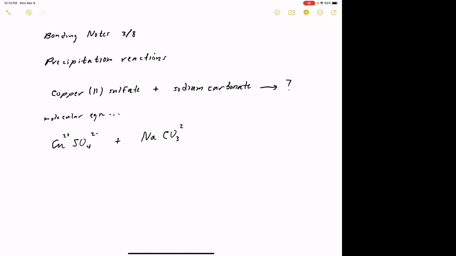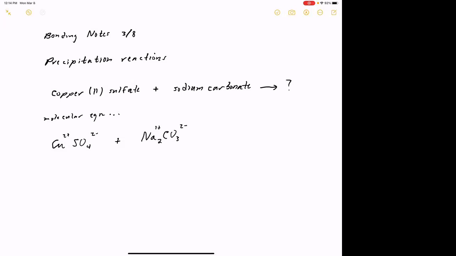So carbonate always has a 2- charge. Sodium always has a 1+ charge. So now the question is, to get charge balance across this compound, I need 2 sodium ions to do that. So I put the 2 downstairs there. Okay. So basically we're making sure we have the right formulas before we do anything else.